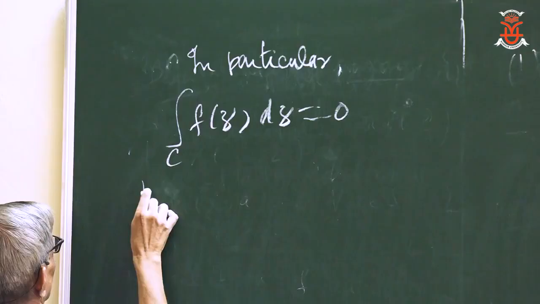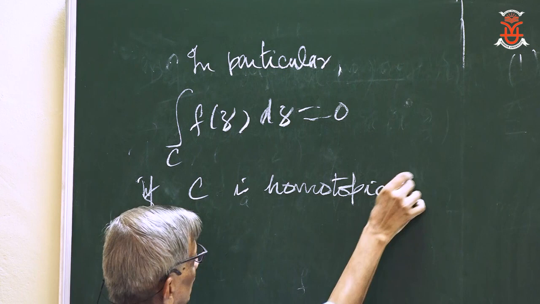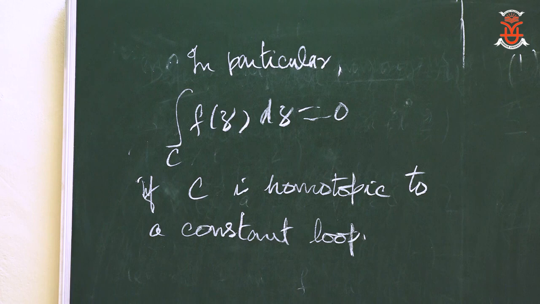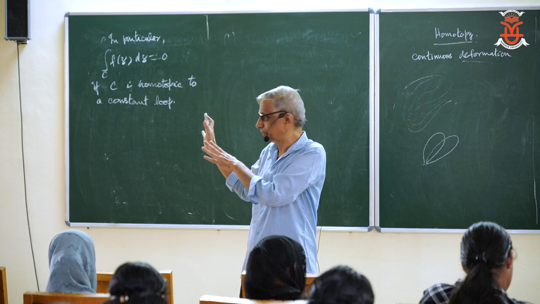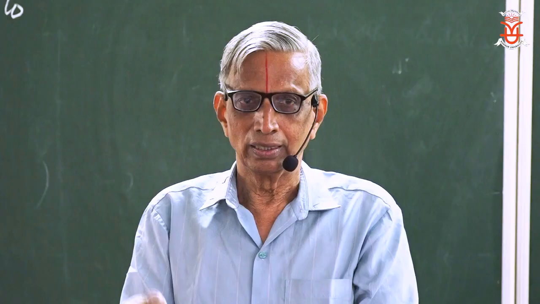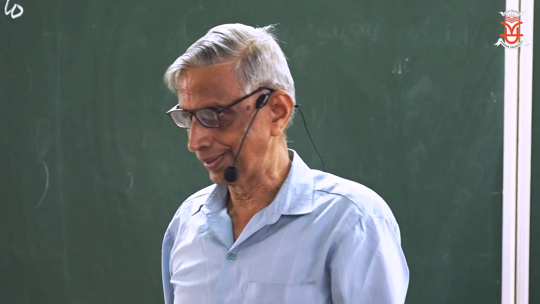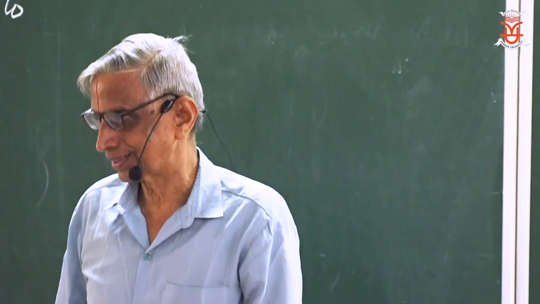If C is loop homotopic to a constant. So you can state it more elaborately that if you have a function which is analytic in a domain omega, and C is a loop in omega which is homotopic to a constant loop in omega, then integral of f is 0. So this is the homotopy version of Cauchy's theorem.